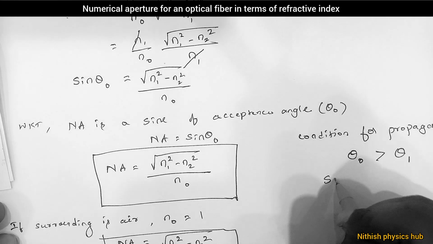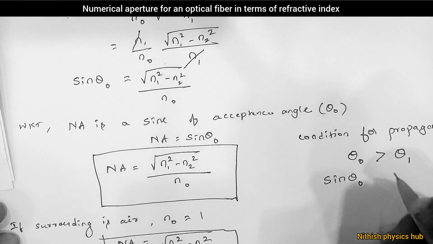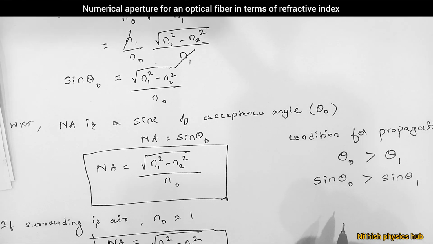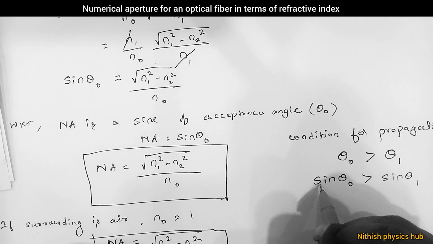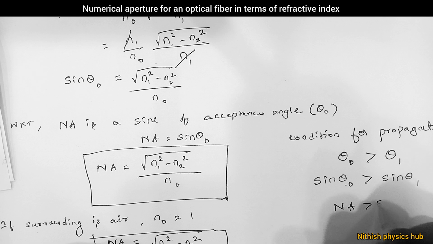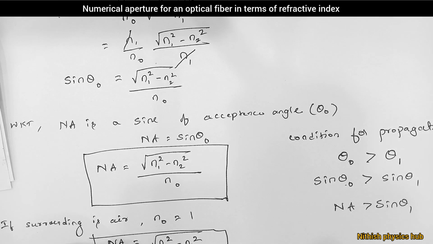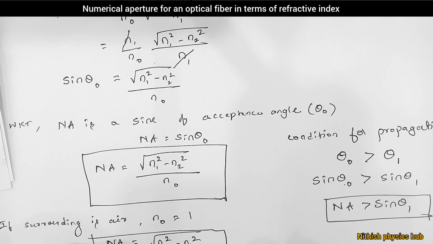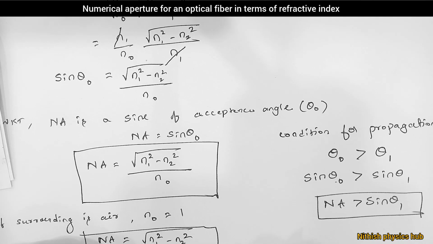If I apply sine on both sides, sine theta naught will be greater than sine theta 1, and sine theta naught by definition I can write as the numerical aperture, which should always be greater than or equal to sine of theta 1. So this is the condition which causes propagation in the forward direction by total internal reflection. From the exam point of view, this is the most important question. Thank you.